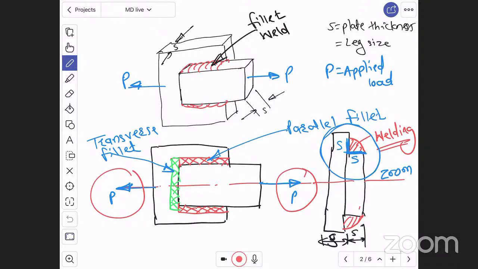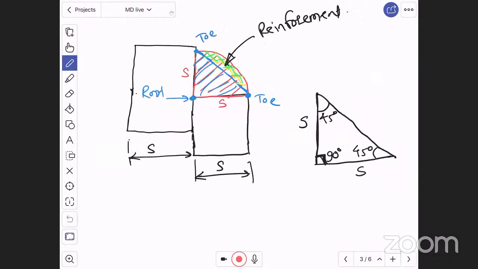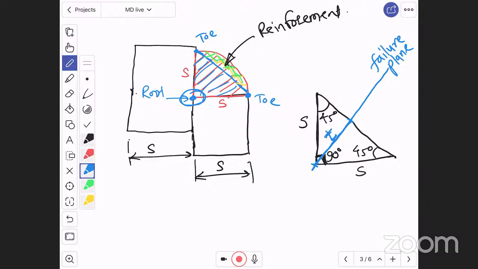Now, let us say the failure plane of this weld is like this. It can be any plane, my dear students. I am assuming this is a failure plane, and failure always starts from the root. Now let us say the thickness of the failure plane is T. This dimension I am considering as the thickness of the failure plane.